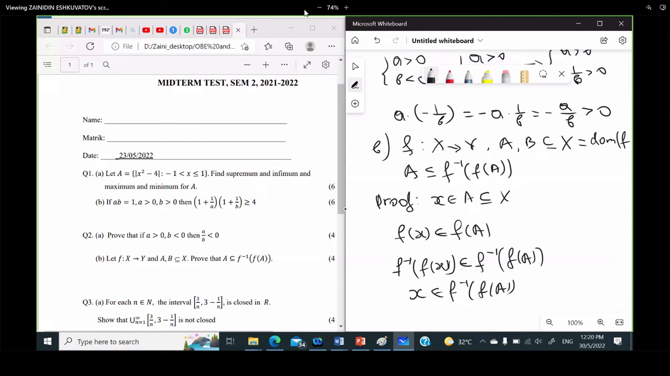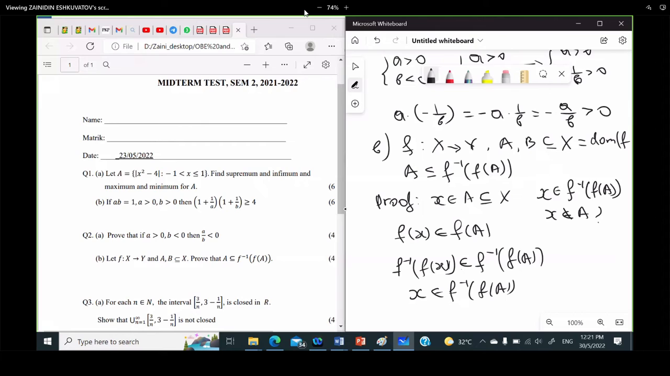Okay. Now the opposite. If x belongs to, on the right side, f minus 1 f of A, can I prove that x belongs to A? From here, x might belong, might not belong. No, this one I have to prove. Opposite. Okay.